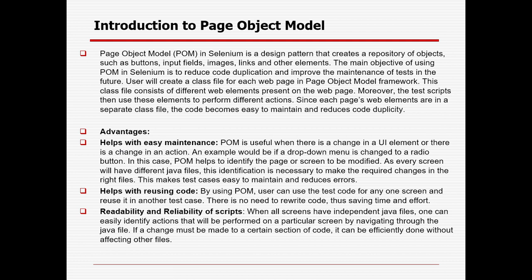One is help with easy maintenance. POM is useful when there is a change in the UI element or there is a change in the action. Suppose initially there was a radio button, but it now has been changed to a checkbox. So definitely there is no need to go through all the lines of code. Suppose there are 10,000 lines of code, so it is not possible for you to go through. Instead of that, you will directly go to that page and identify that particular field, and then you will update either the XPath, CSS and the properties. Then you can easily do it.